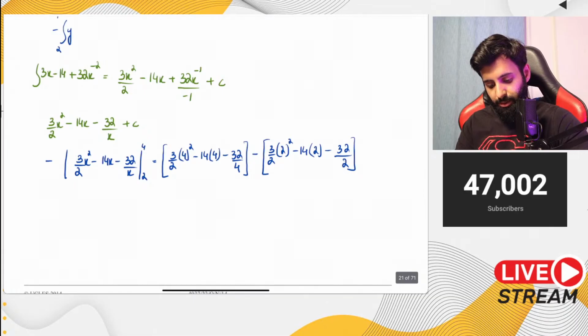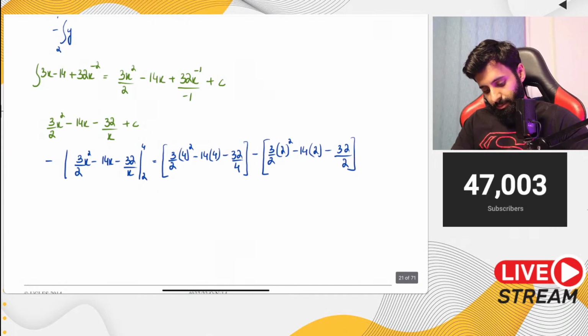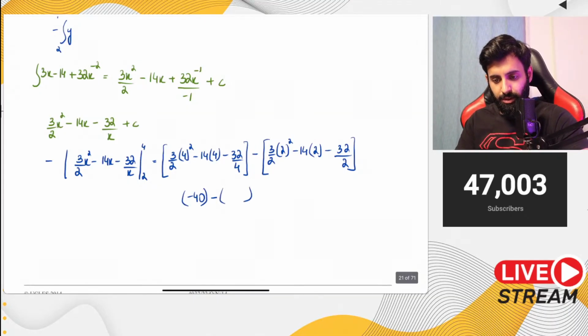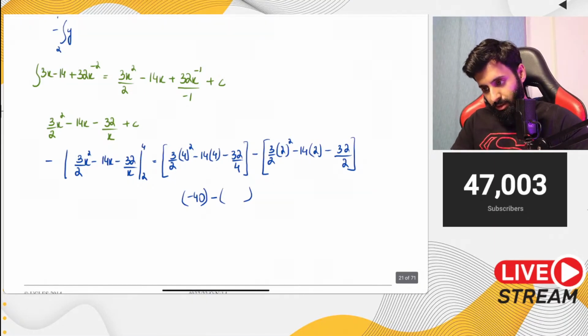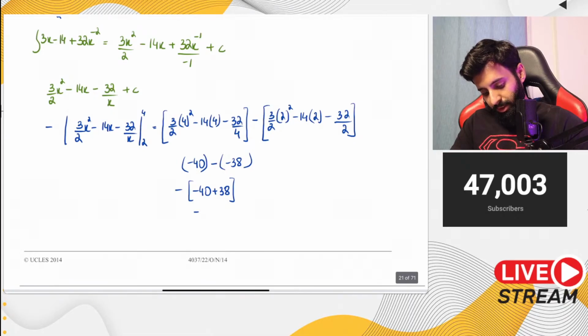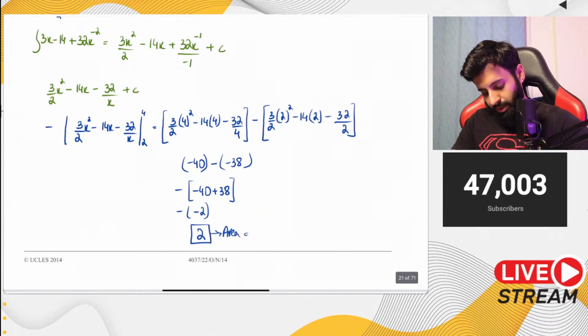So 3 upon 2 into 4 square minus 14 into 4 minus 32 upon 4. So here we have minus 40. So minus 40 is with the upper limit plugged in. Let's see what we get with the lower limit plugged in. I'm just going to change 4 to 2. So you get minus 38. So minus 40 minus minus 38 becomes minus 2. And like I said, don't forget that in the end you have to multiply it by minus. So minus 40 plus 38 becomes minus 2, and when you multiply it by minus, the final answer is 2. So this 2 is the area of the shaded region.